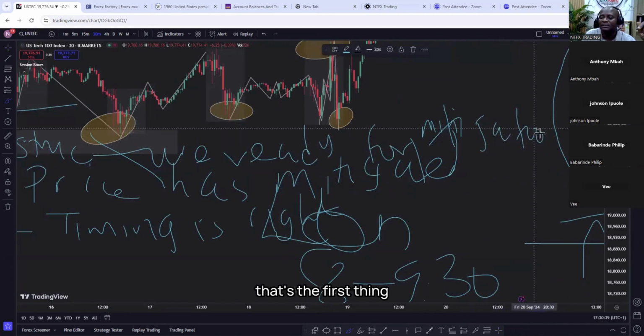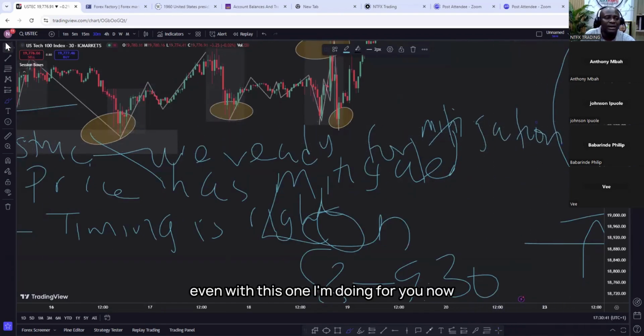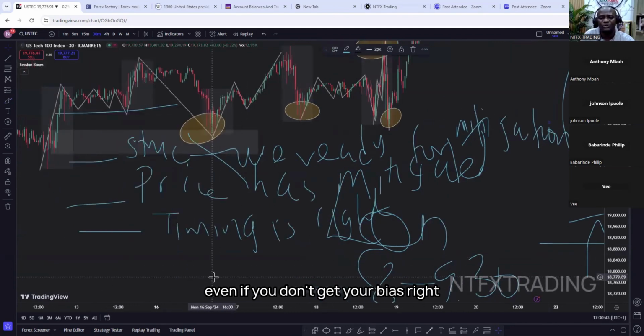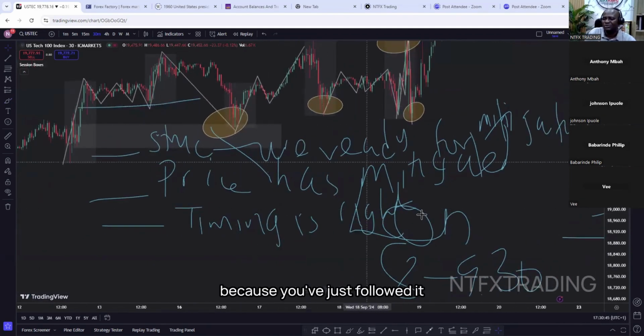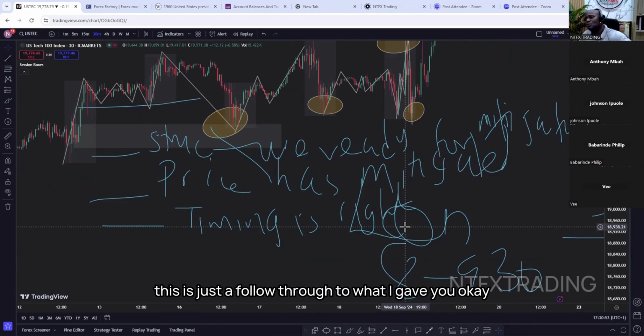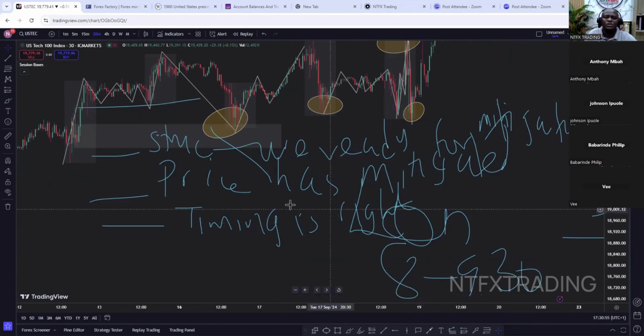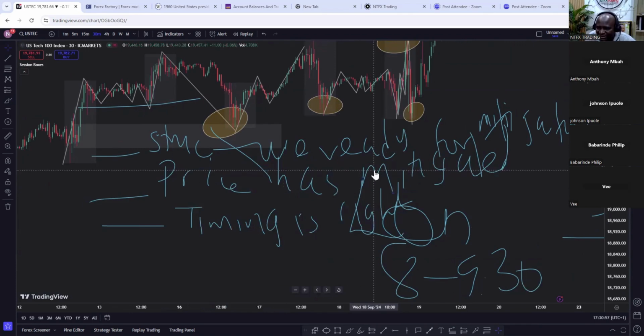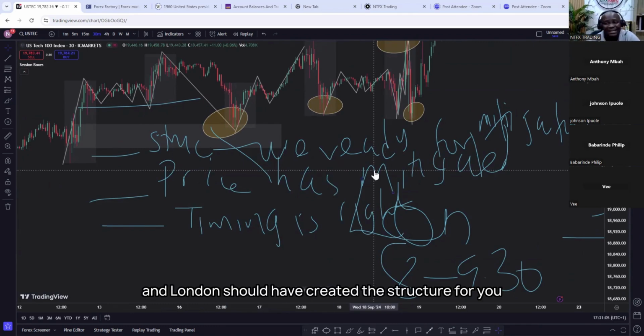That's the first thing. Even with this one I'm doing for you now, even if you don't get your bias right, you will still be correct because you just follow this. I gave you a blueprint. This is just a follow-through to what I gave you. Structure is ready. That is, if you are expecting your mitigation to happen in the London, New York overlap, preceding Asia and London should have created the structure for you.